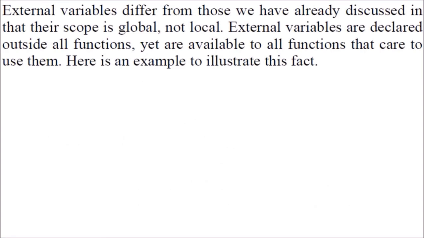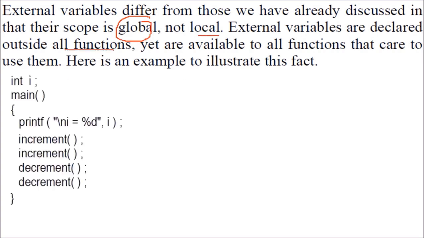So these external variables, because they are global, have global scope; they are not local. They are declared outside the functions. So this is how it is done. This is the main function. We have declared it outside. This int is outside. So we have i.